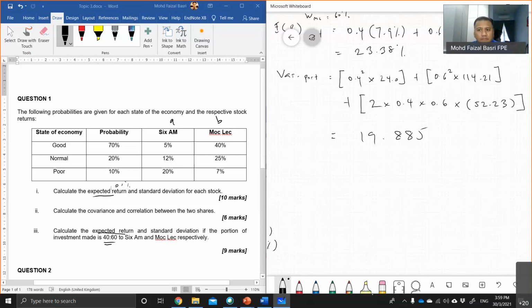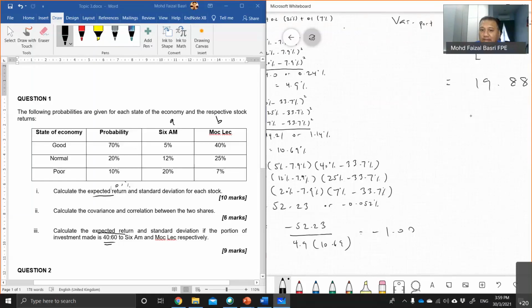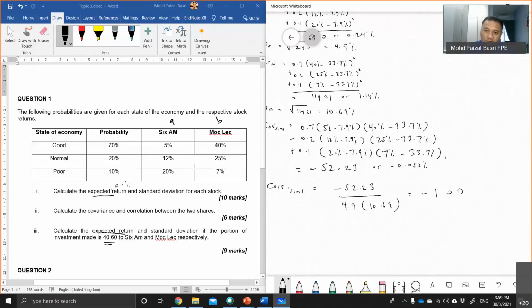The number in the last bracket is 2 times 0.4 times 0.6 multiplied by negative 52. This is negative, where? This one. The bracket represents negative in mathematics. When we say negative 52.23, this is a negative. Okay, this 52.23 is our covariance from just now.